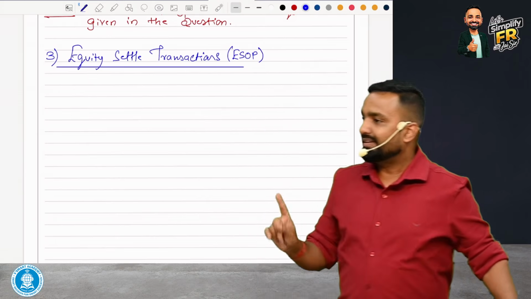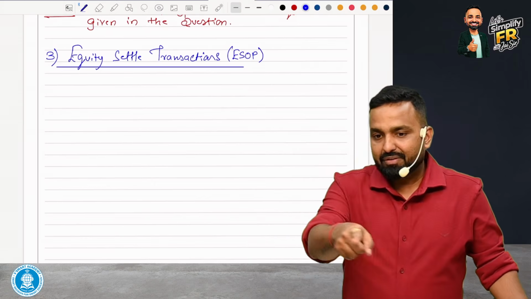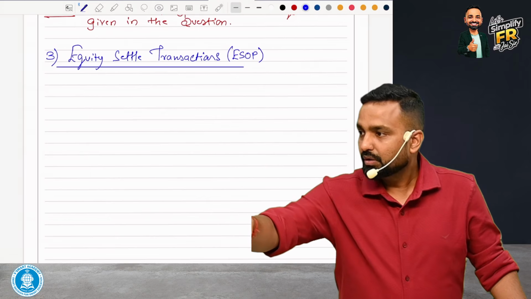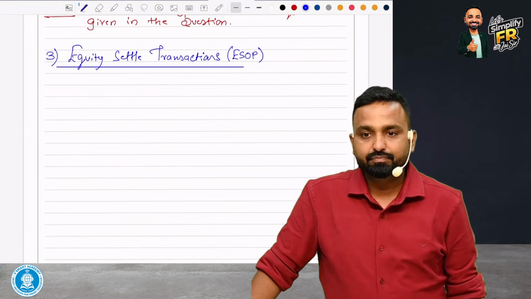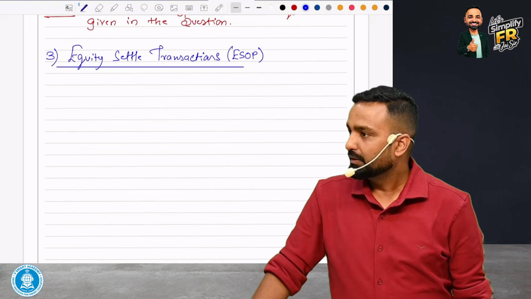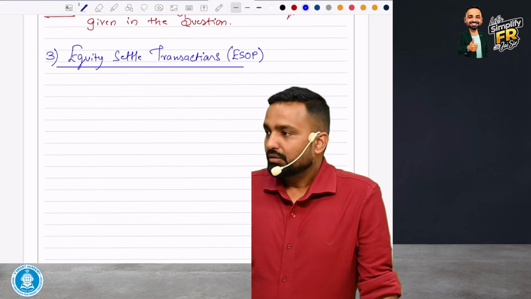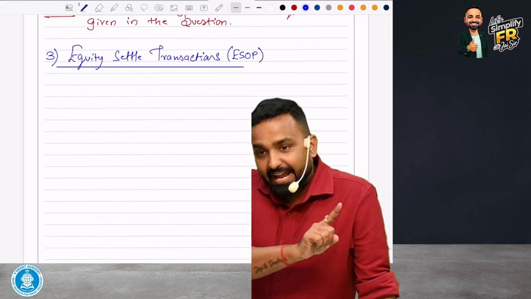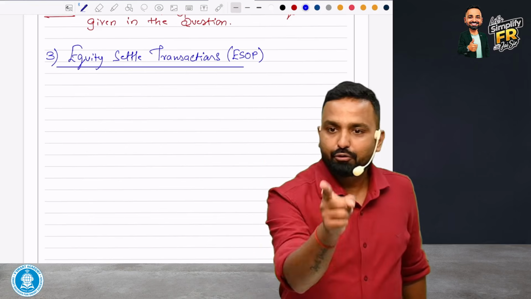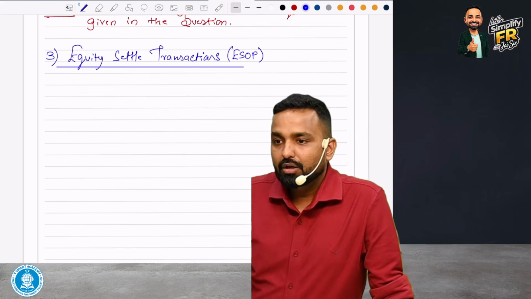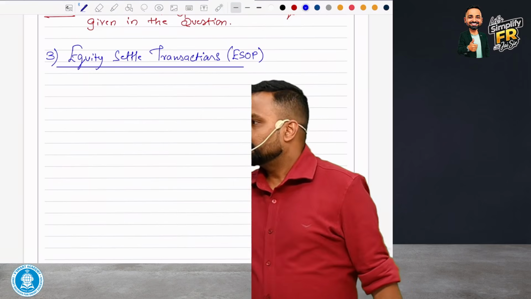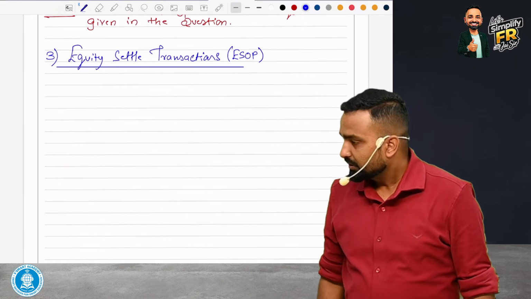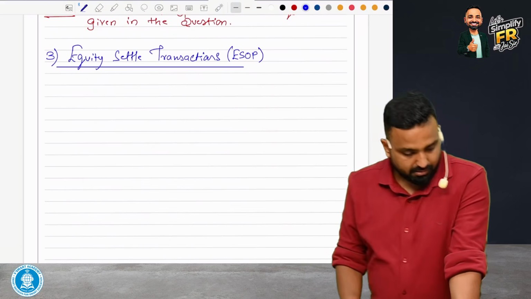You have to take fair value only on the grant date. What fair value do we take? 40 rupees. Suppose after 1 year the fair value becomes 45. Ignore, 40 only. After 2 years, after 3 years, every year you will book the expense as per 40. So what is the thumb rule? Take fair value on the grant date only. Understood?